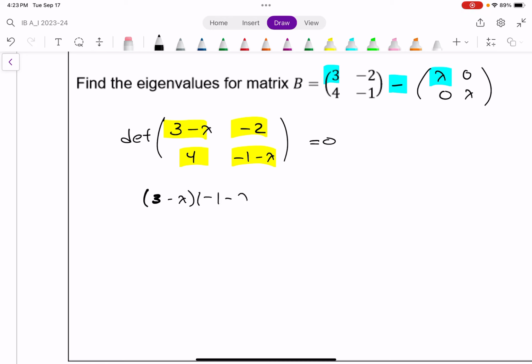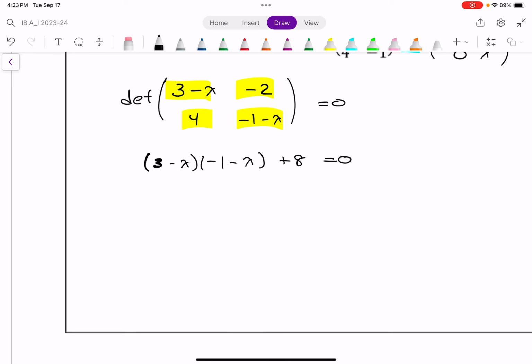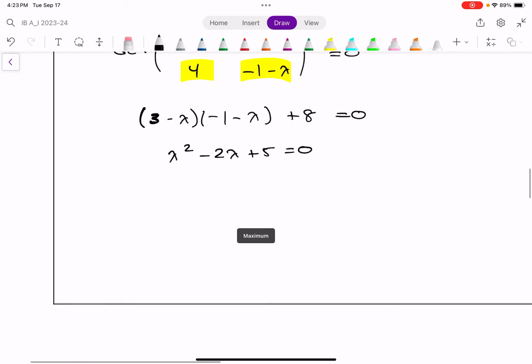Got a lot of negatives here. And I know that determinant must equal 0. That's the definition of what will make an eigenvalue. Clean this up a bit. Fairly quickly, I get to lambda squared minus 2 lambda plus 5 equals 0. This does not factor, so use the quadratic formula.